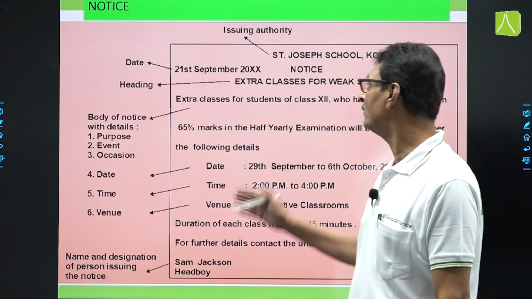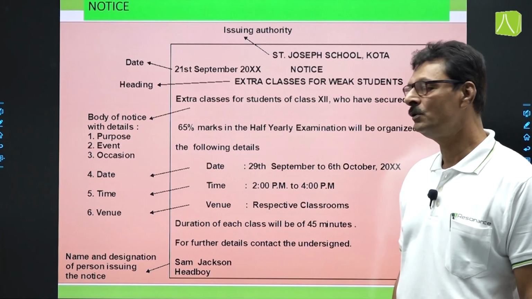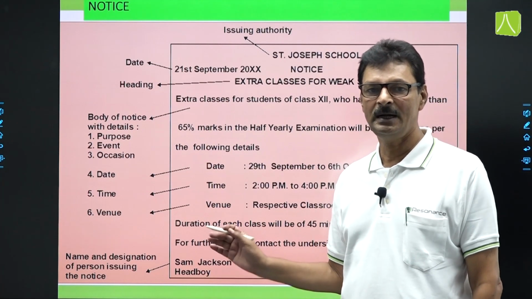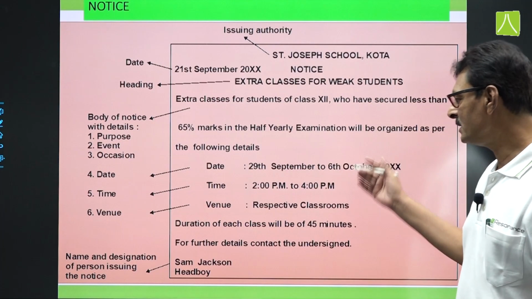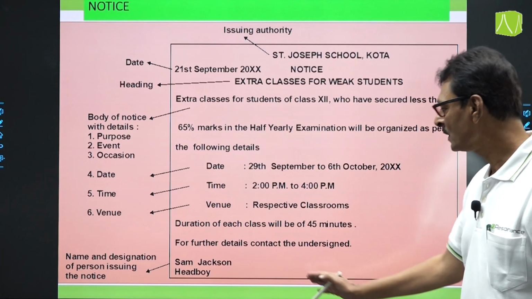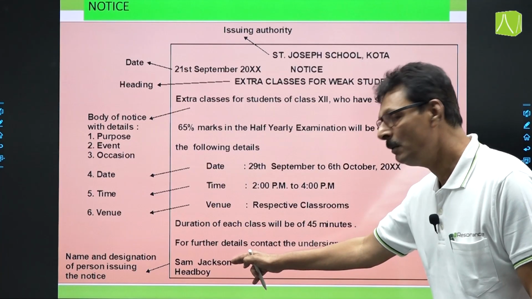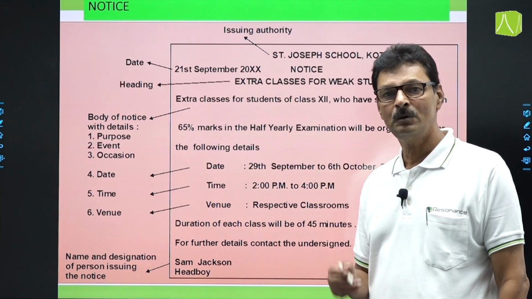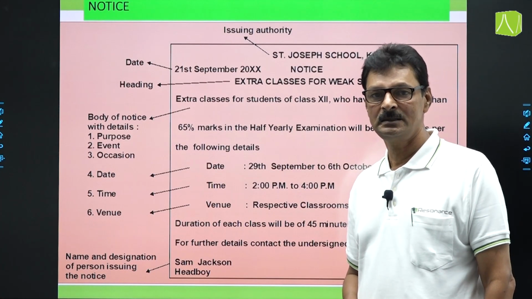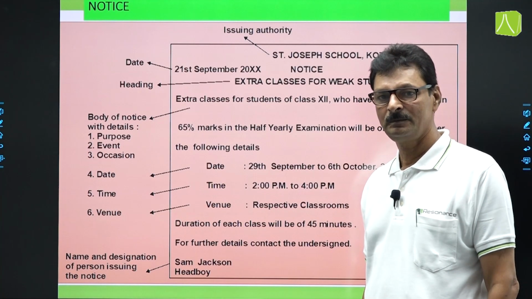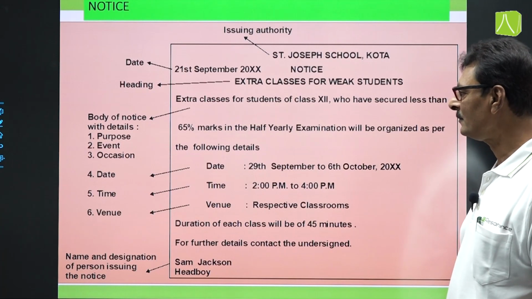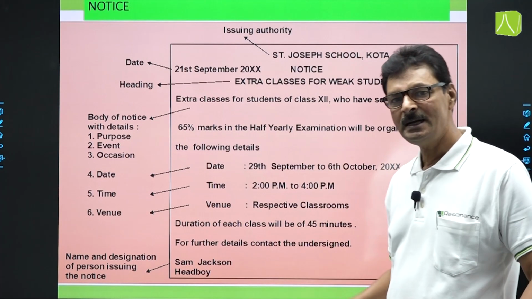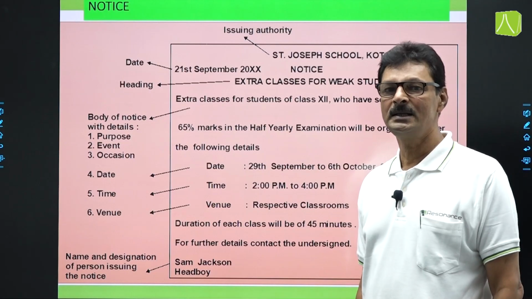So, the head boy of St. Joseph School has put up the notice for the students regarding extra classes. So, this is a solved example in front of you. Do not make mistakes over here, name on the top, and below that will be the designation, and please stay away from doing any signatures in the notice. If this is clear, let us proceed with some more examples.